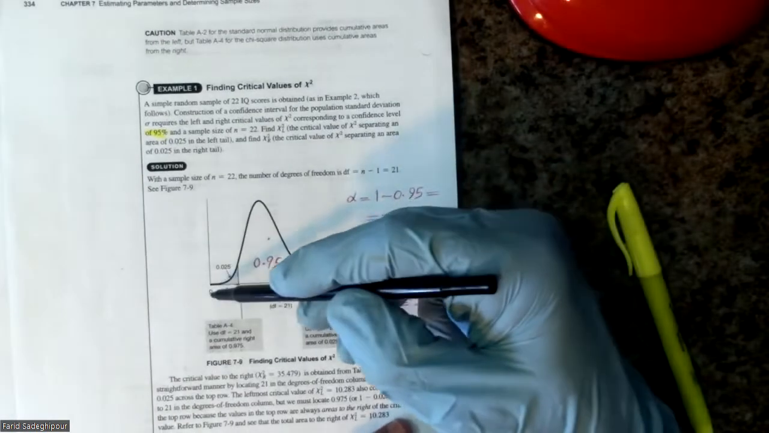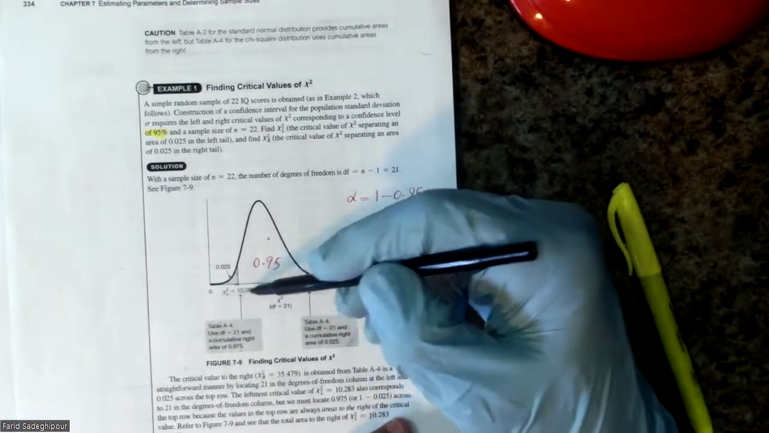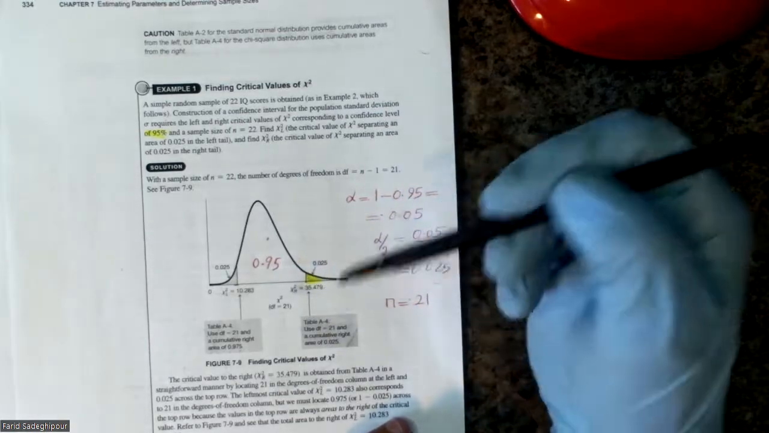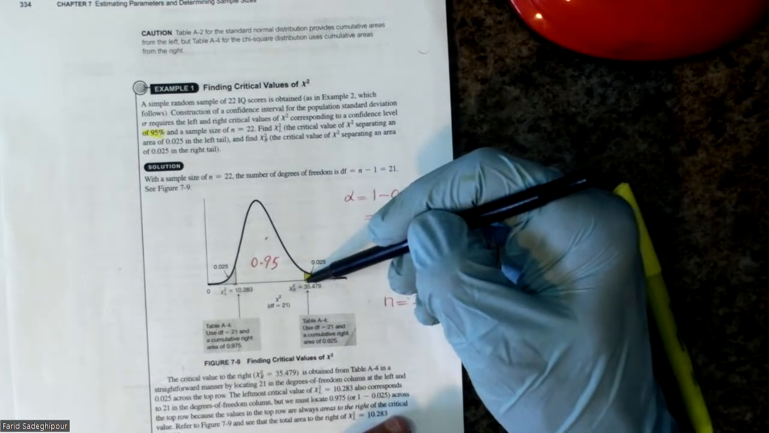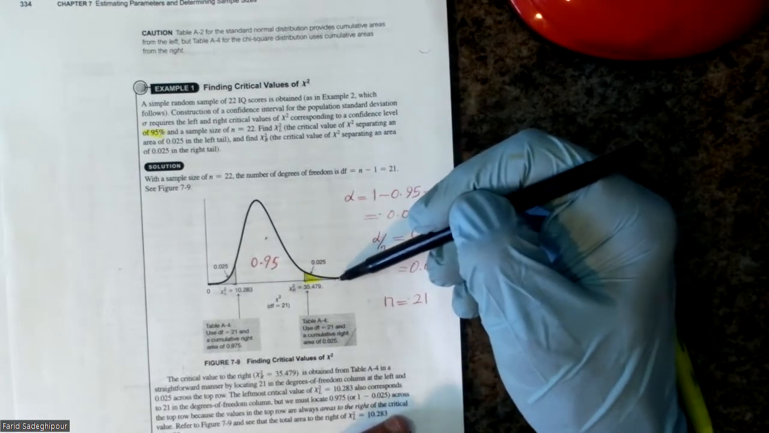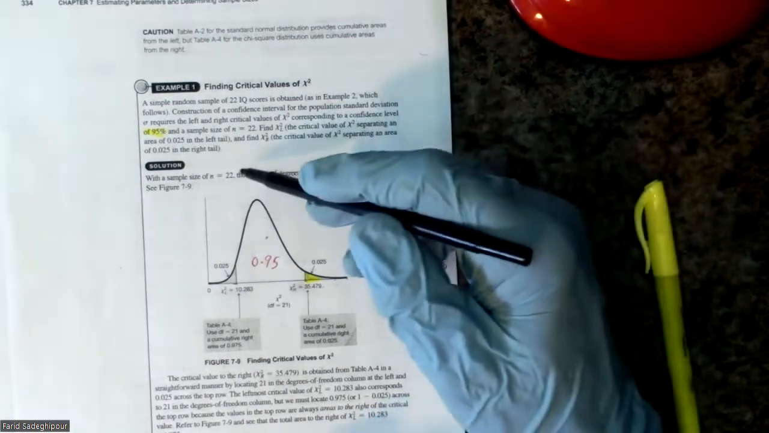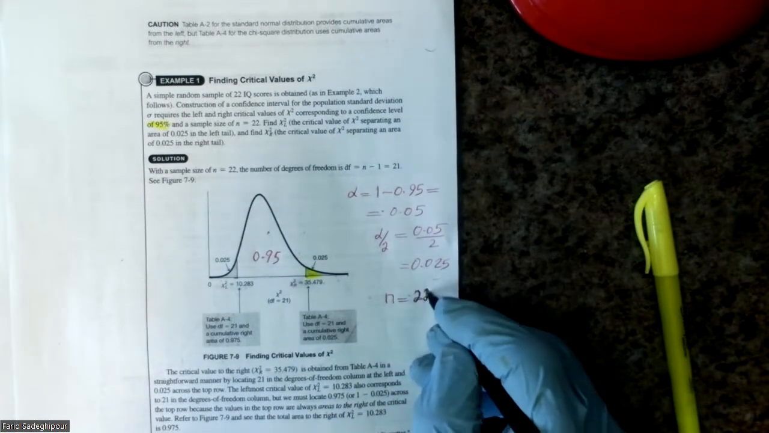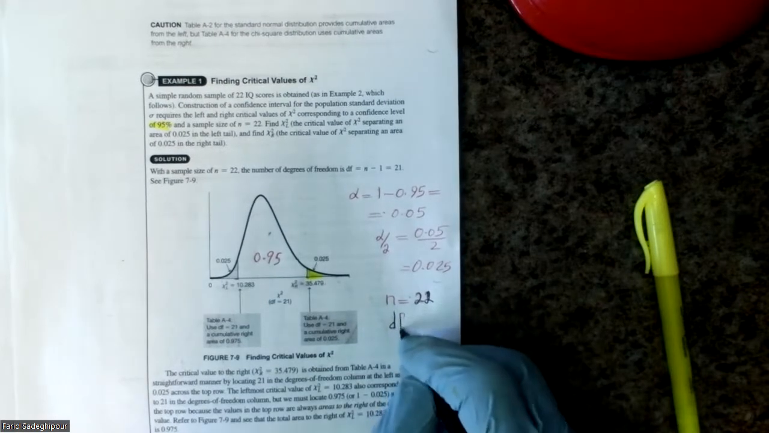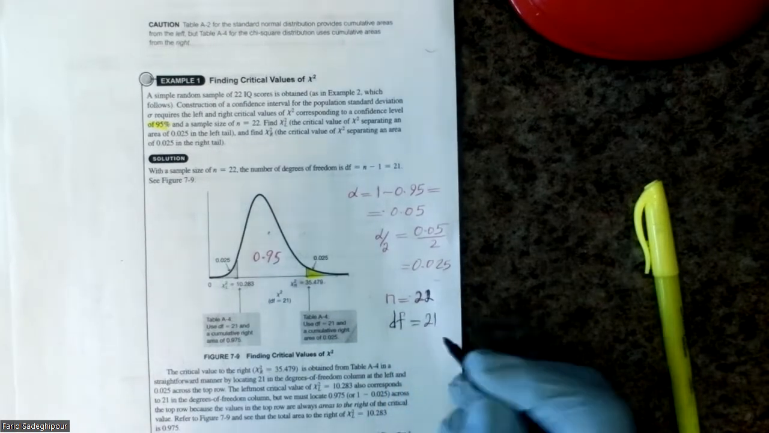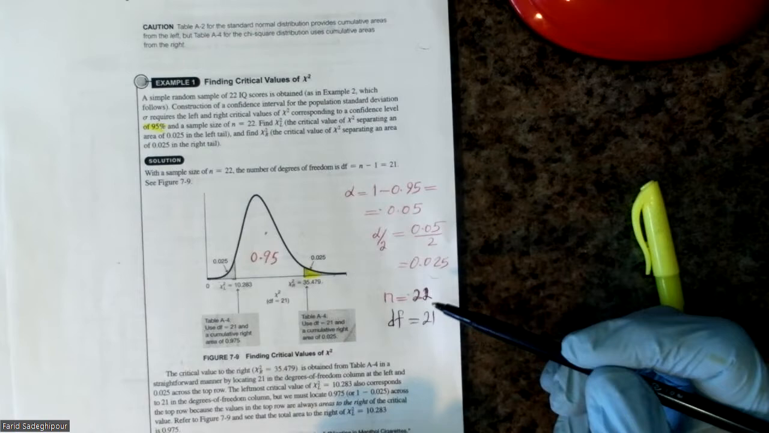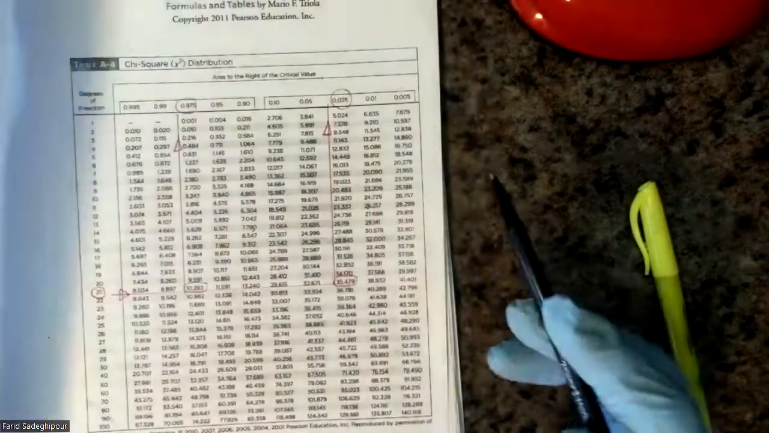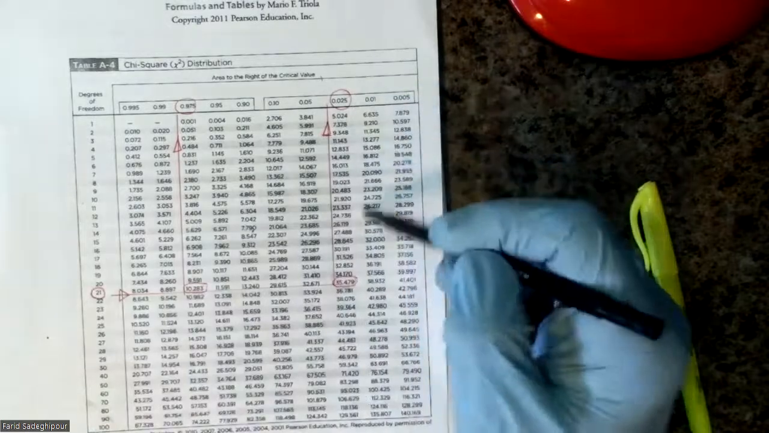And you know the number always increases from 0. So this number, x2L, always has to be less than that, because the numbers start from 0 and keep increasing. So what is the area to the right of this point? It is 0.025, and n was 22. So df is 21. So you go, df is 21, area to the right of this 0.025. So 21 and 0.025.